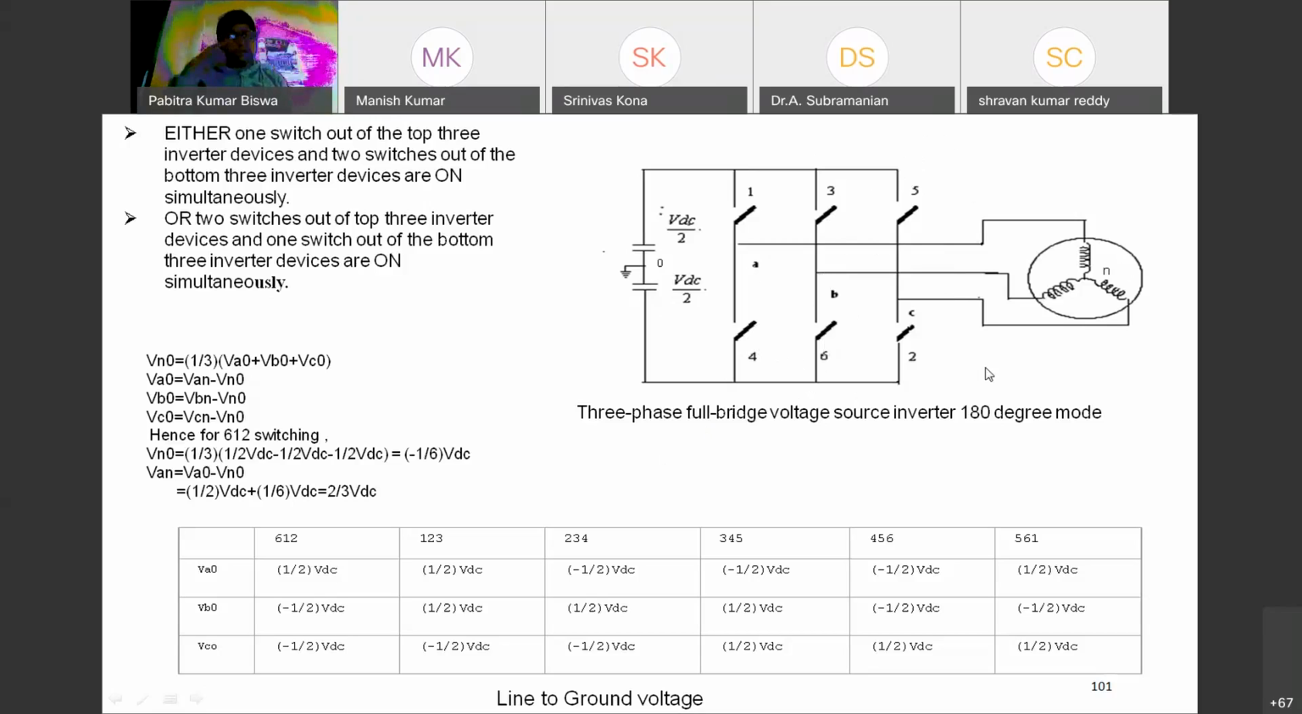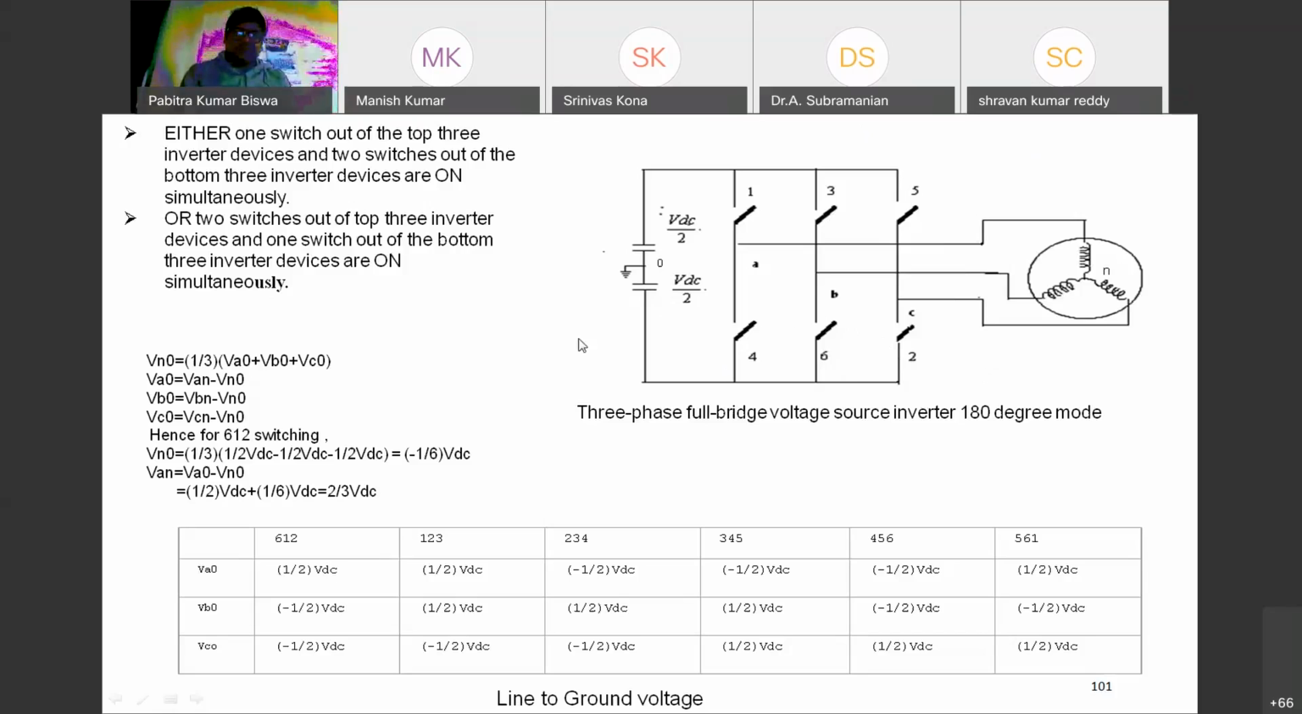How many switches? Six switches will conduct 360 degrees. One switch will conduct 60 degrees. Then 180 degrees means three switches will conduct at a time. That means in the upper leg you consider one switch and in the lower leg two switches, or the reverse. The upper or top leg switches are 1, 3, 5, and the lower or bottom leg switches are 4, 6, 2. So this is the switching sequence.